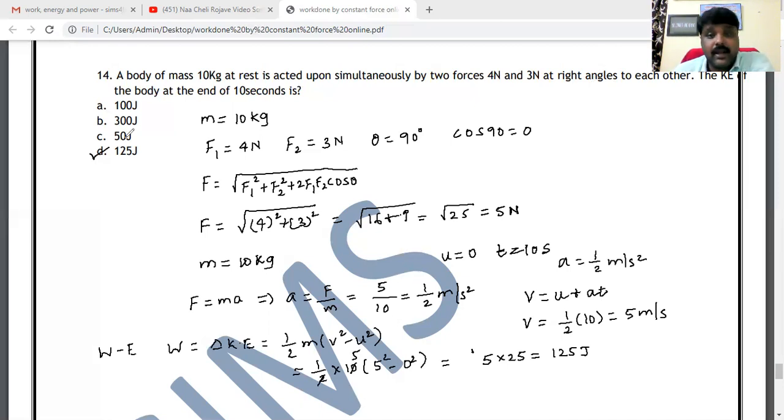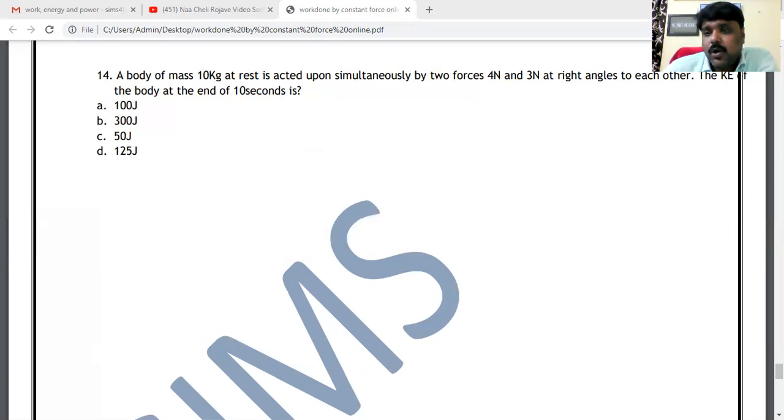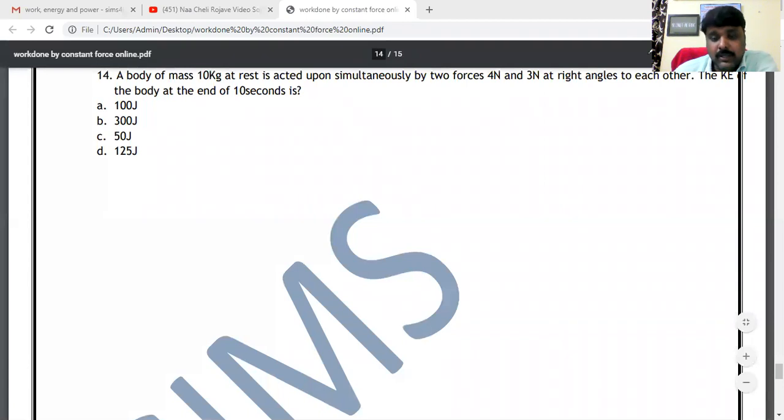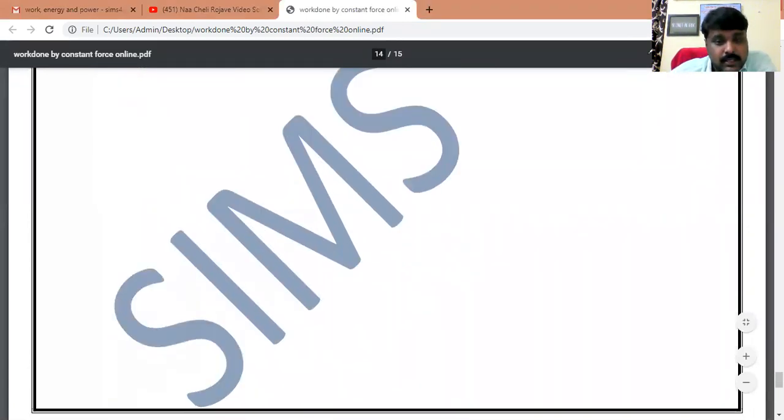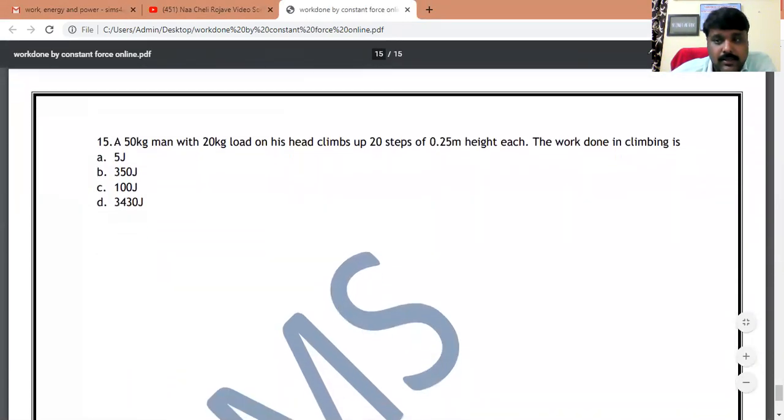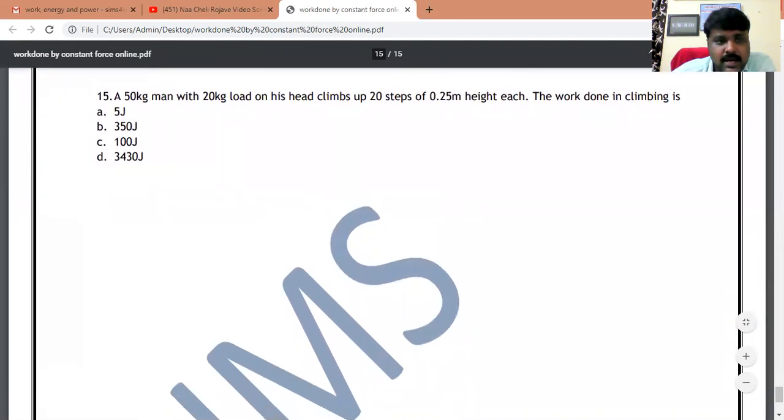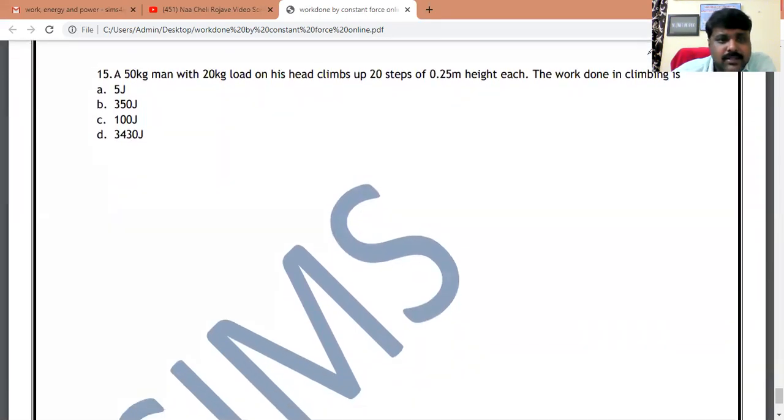The problem is very nice. Two forces are acting. Okay, let us go on to the next and final problem for today. That is man climbing. Why does this man climb unnecessarily? Okay, let us see.